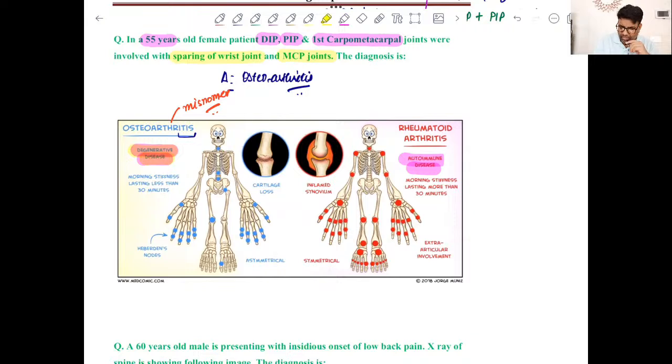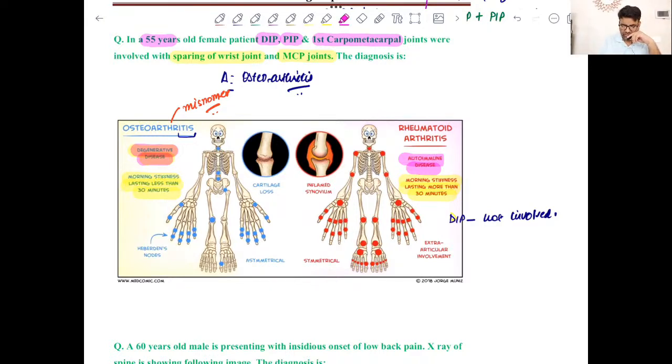Then the morning stiffness is more indicative of rheumatoid arthritis as it lasts for more than 30 minutes. There might be morning stiffness in osteoarthritis, but that is not long lasting, right? So morning stiffness has to be taken more in favor of rheumatoid arthritis. Then I told you that DIP is not involved in rheumatoid arthritis. So here DIP is not involved. Clear? But the distal interphalangeal joint, this one, is involved in osteoarthritis.